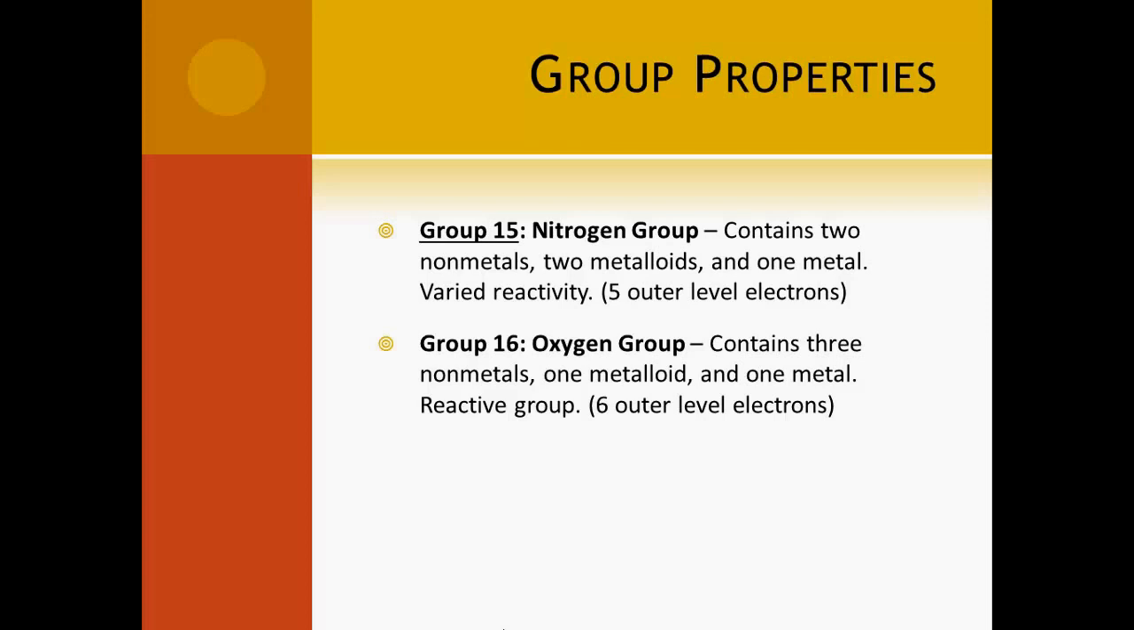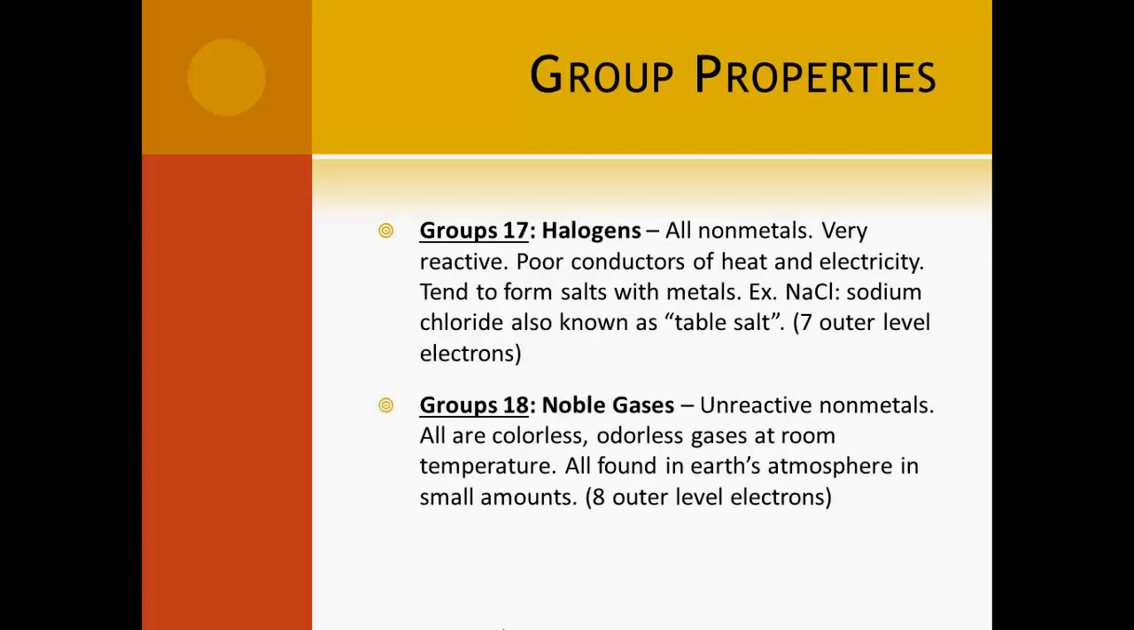Group 16 is the oxygen group. This contains 3 nonmetals, 1 metalloid, and 1 metal, and they have 6 valence electrons. Group 17 is the halogens. These are all nonmetals, and they are very reactive. They're the most reactive nonmetallic group. They have 7 valence electrons.